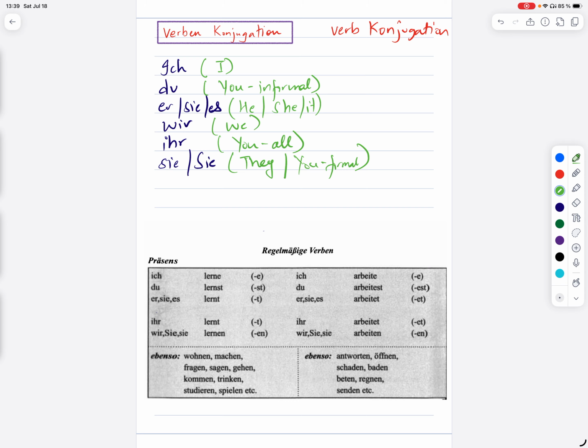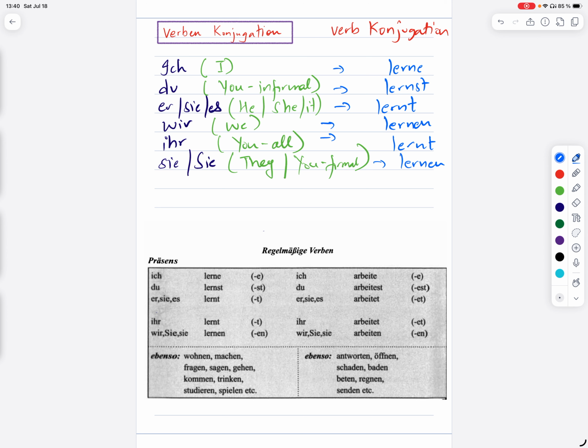Now, if we look at the conjugation of the verb lernen, it will be ich lerne, du lernst, er sie es lernt, wir lernen, and then we have ihr lernt, and then we have sie lernen.